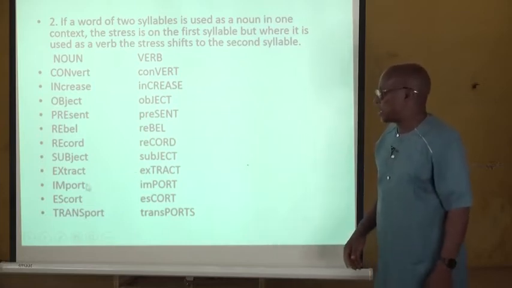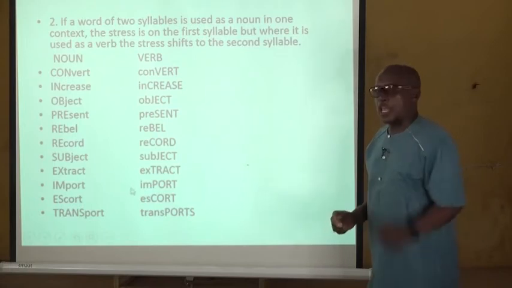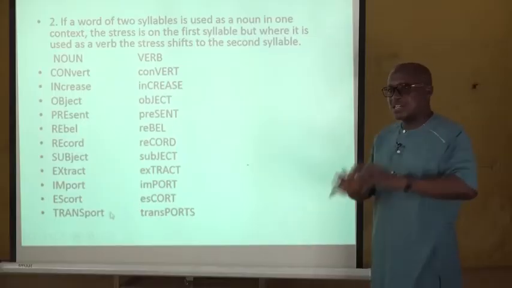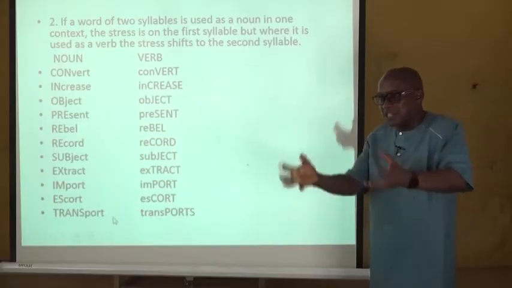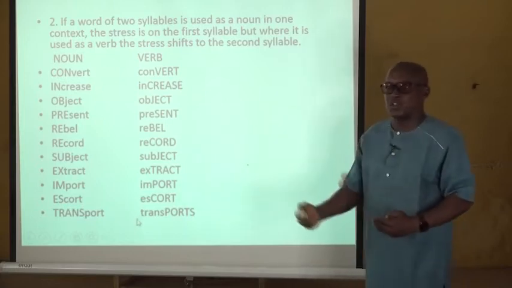Then the next one is import. Import is a noun. Then the next one is import, where I am asking you to take an action. Then escort. He is an escort, a noun. Then escort, where I'm asking you to follow someone. Okay, transport. This is a means, this is transport. But when I ask you, please transport these goods from one place to another.